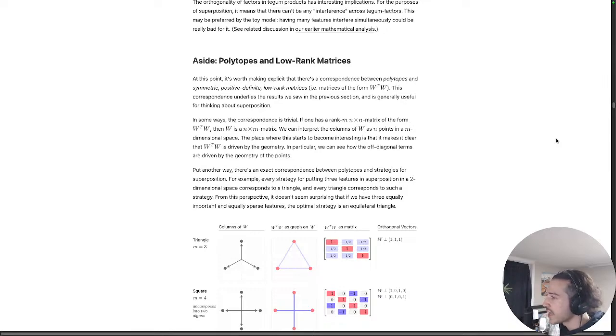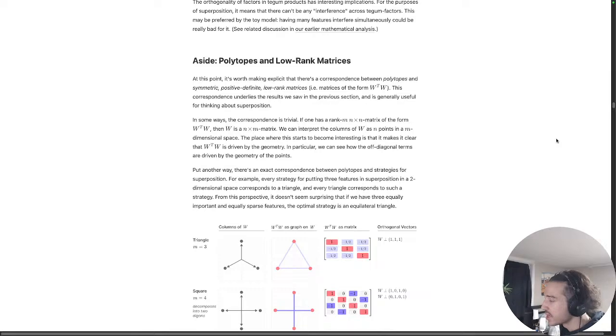If one has a rank m n by n matrix of the form WᵀW, then W is an n by m matrix. We can interpret the columns of W as n points in an m-dimensional space. The place where this starts to become interesting is that it makes it clear that WᵀW is driven by geometry. In particular, we can see how the off-diagonal terms are driven by the geometry of the points.